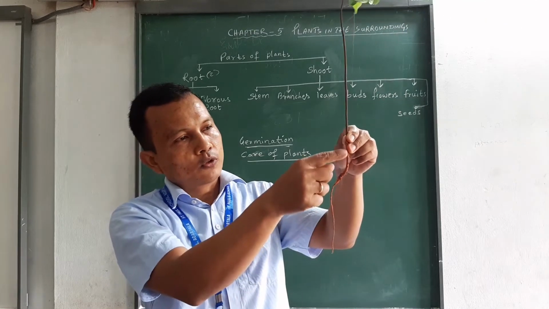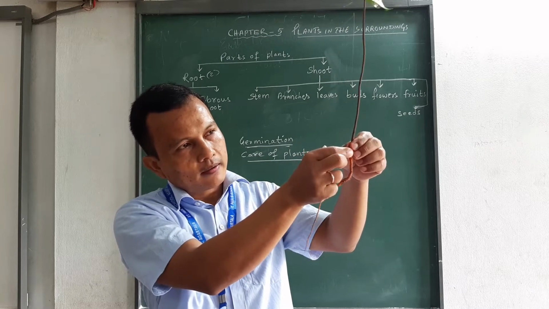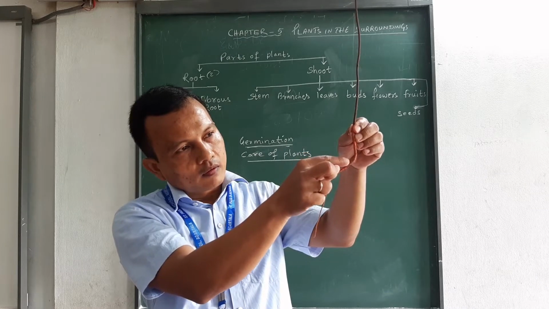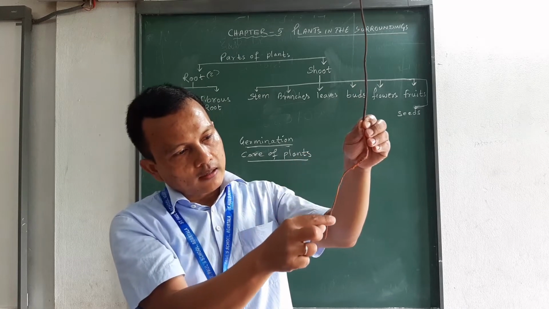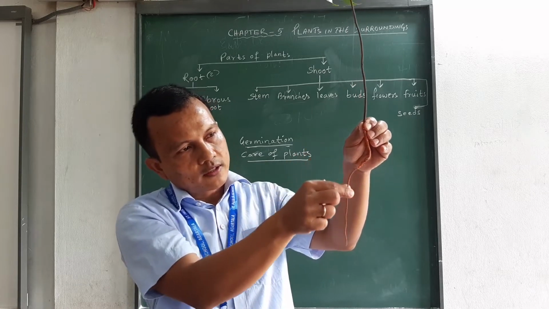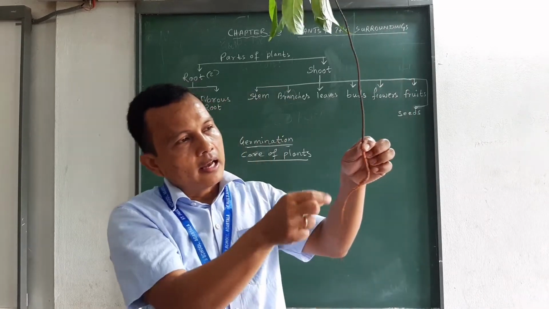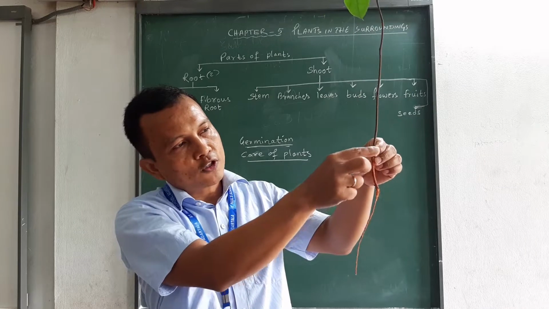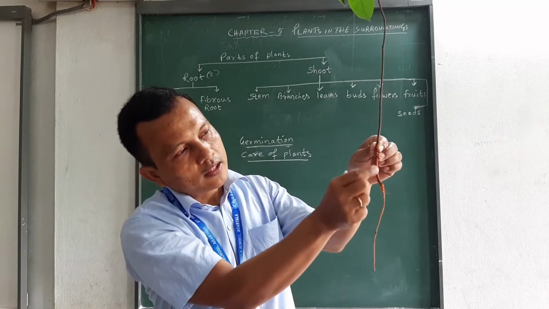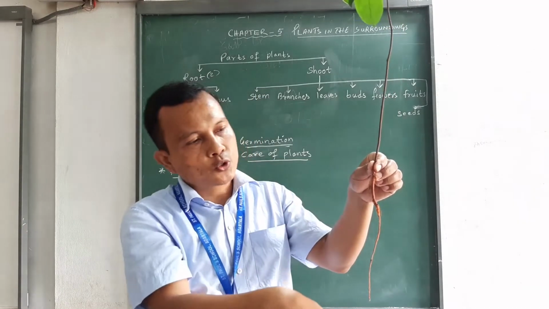And you can see here the main root, which is attached to the base of the stem and goes towards the depth underground. This portion is the main taproot. It goes inside the ground, and besides this, there are small branches of roots. So this is one example of taproot. It always goes deep into the soil.